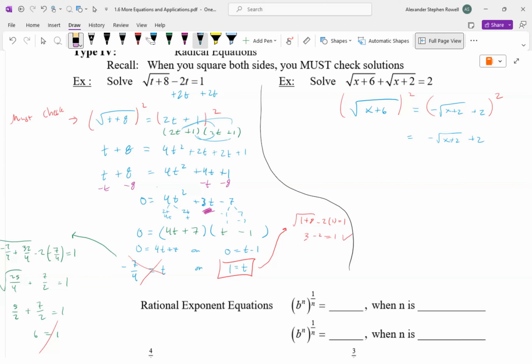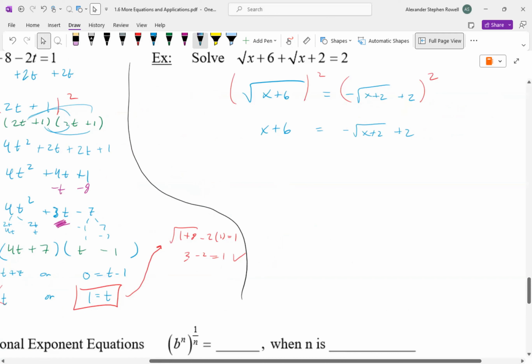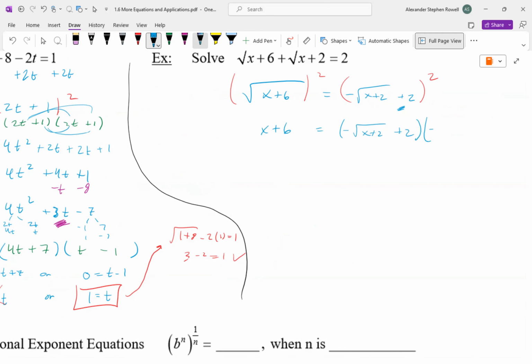When do we use absolute value? The square root of a square, right? The opposite order. This just cancels out to make x plus 6 on the left-hand side. And we have to be very careful about the right-hand side. Right? What if we have two terms? This addition means we need to FOIL out a binomial. If we FOIL this, what do we get?